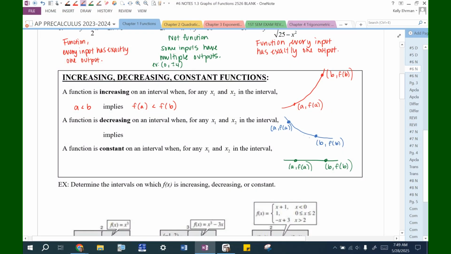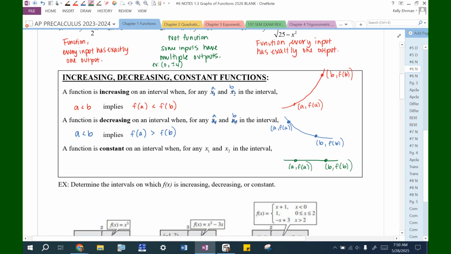And with a decreasing function, the opposite is true. So a is still to the left of b. If a function is decreasing on an interval, now I have x1 and x2 here. I really should have a and b. I don't think I fixed that for your notes. Then the opposite would be true. So f of a would be greater than f of b because the y values, the outputs, are decreasing.